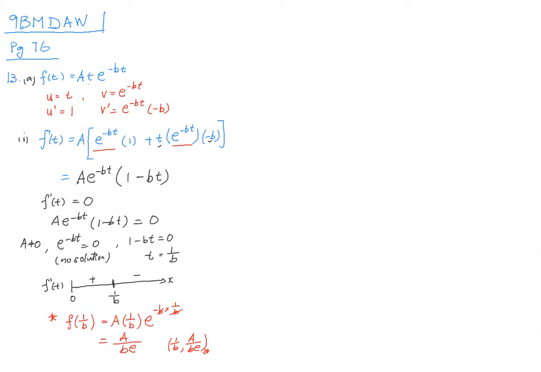Okay, then a point of inflection. So if we want to know the point of inflection, we have to differentiate f prime t again. Am I right? So for part 2, my f prime t is a e to the power negative bt and 1 minus bt. So I will take this as the u and take this as the v. So my u is e to the power negative bt.